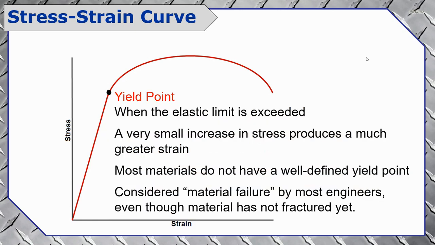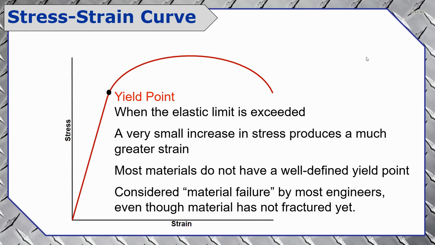So the top of the elastic limit is a point of a lot of interest to us. It's called the yield point. The yield point, where the elastic limit exists, is where we start to see very small increases in stress producing a much greater strain. And this deformation after this point is permanent. So even if the force is removed, the elastic portion of the strain will recover, but any portion of strain past the yield point won't.